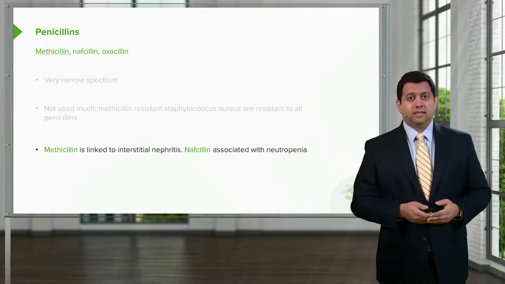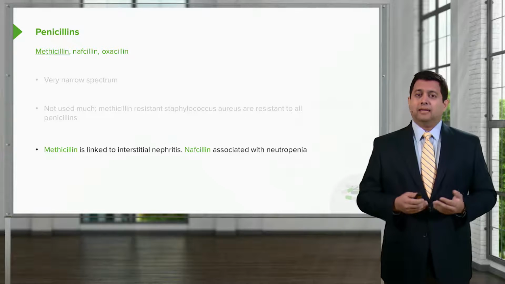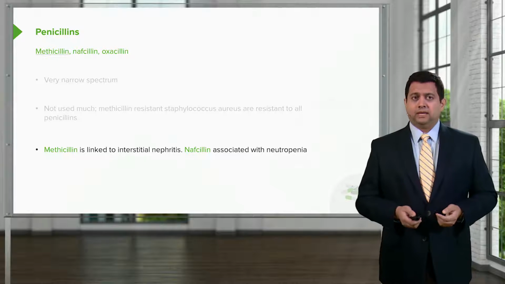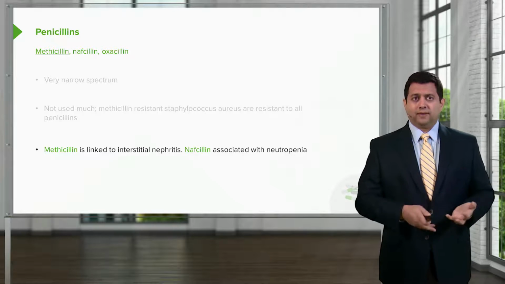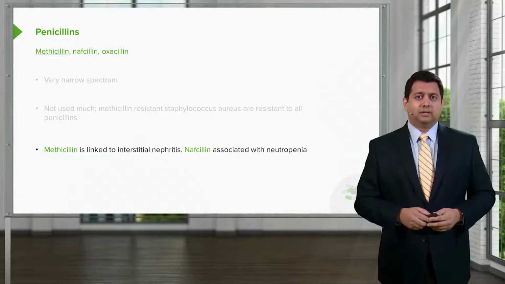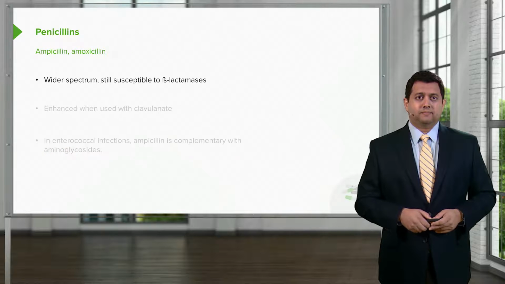Methicillin is also linked to interstitial nephritis. Nafcillin is associated with neutropenia. So these agents are falling out of favor, but they still do show up on our susceptibility charts.